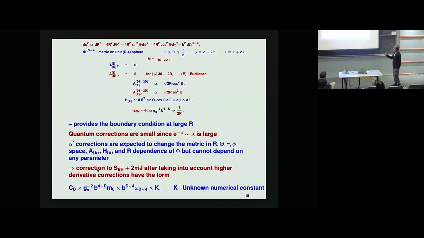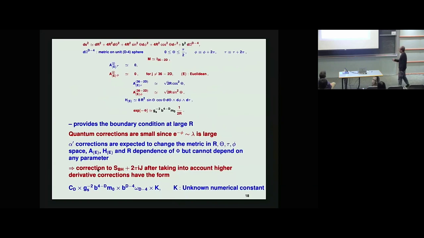So here I have again written the same solution in small forms. The way we should think about this is that these solutions provide the boundary condition at large r. At large r, the curvatures are small compared to the string scale. So these solutions should be treated as giving the boundary condition at large r. And as you come towards r equal to 0, once r becomes of order 1, the alpha prime corrections start taking over, and they modify the solution.